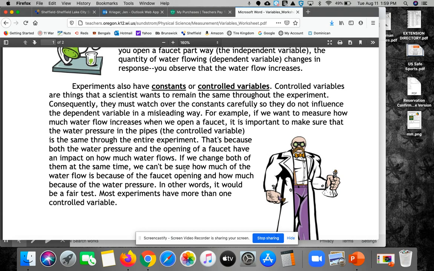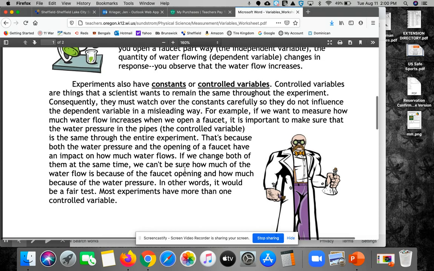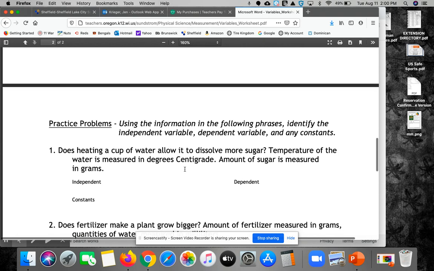If we change both of them at the same time, we can't be sure how much of the water flow is because of the faucet opening or how much is because of the water pressure. In other words, it would not be a fair test. Most experiments have more than one controlled variable.